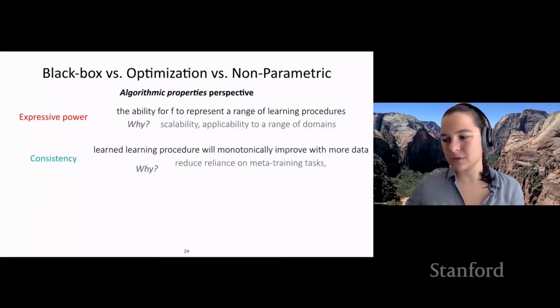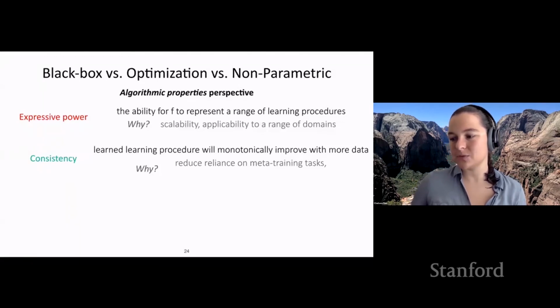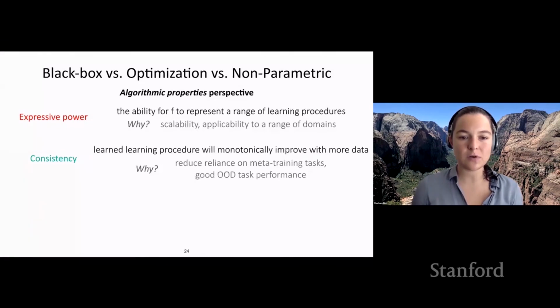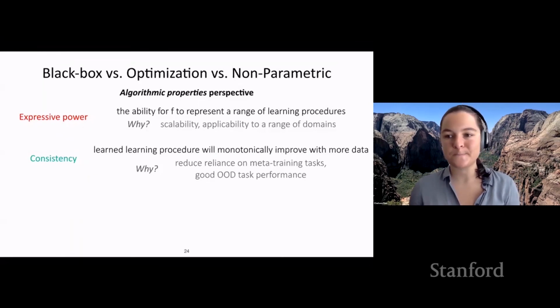And if you have a learning procedure like this, it will reduce the reliance on the meta-training tasks, and it will also potentially give you better out-of-distribution task performance. And this is something that we can expect when we're actually running an optimization at test time.